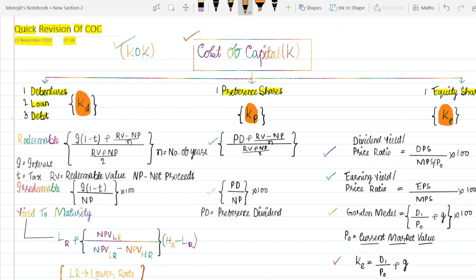Cost is represented by K. So in this chapter there are three kinds of capital. First one is debenture, second one is preference share, and third one is equity share. So debenture, or we can say loan or debt.